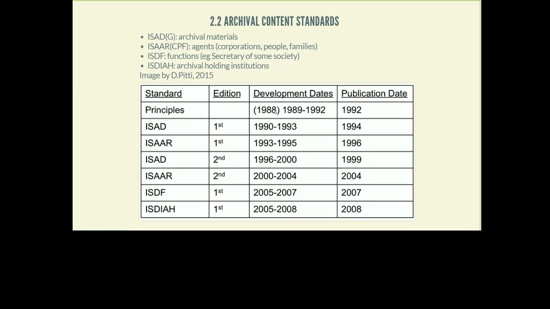Regarding archives, they have a set of 4 international standards, and of course, before these international standards, there were national standards, let's say by the Society of American Archivists. This here is by the International Council of Archives, ICA. As you see, these standards typically go through a number of editions over a number of years. And archives talk about archival materials and then agents who create or use these records: corporations, people, and families. Functions are roles that an agent can have in an organization. And finally, the archival institutions themselves.